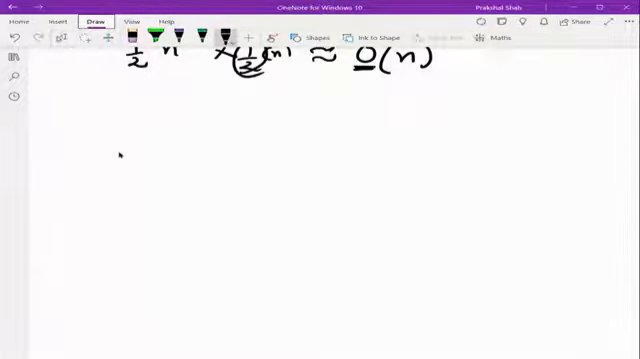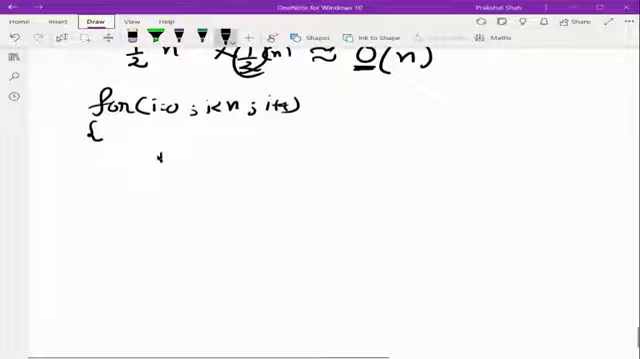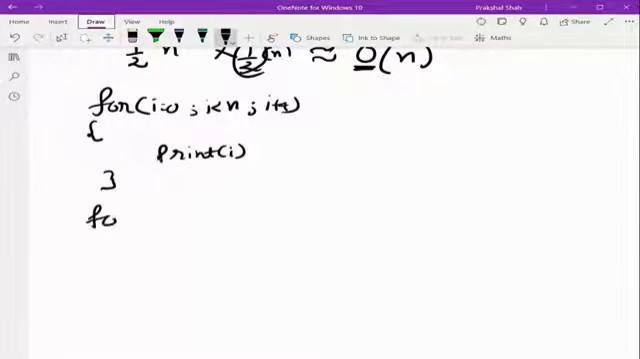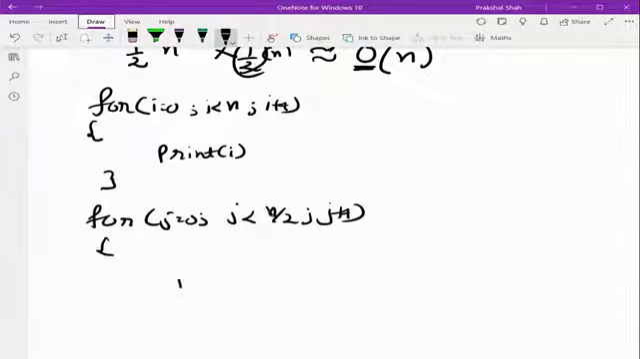So for example, suppose I have this: for i equals 0, i should be less than n, and i plus plus. Here I'm writing print i. And here I'm writing for j equals 0, j should be less than n by 2, j plus plus. Here I'm writing print of j.